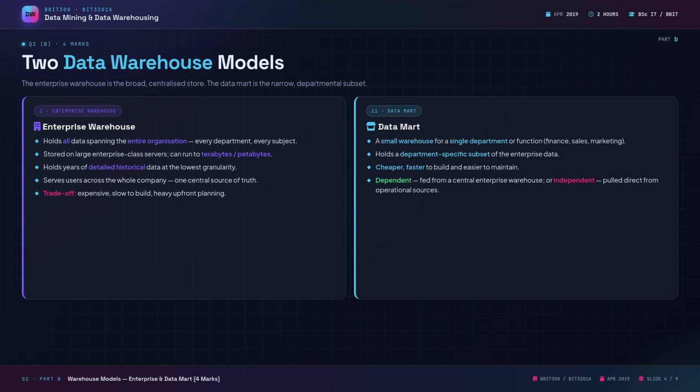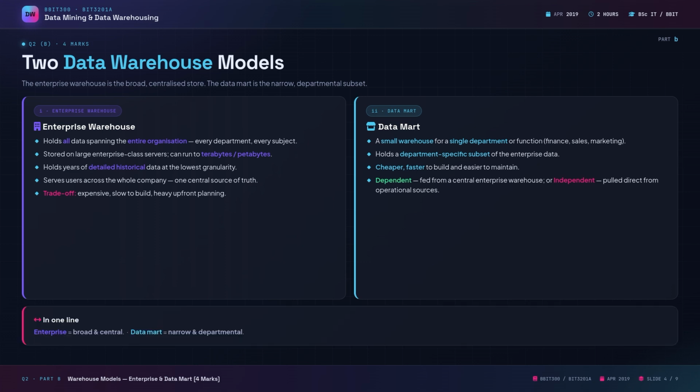It holds years of detailed historical data at the lowest level of granularity, and it serves users across the whole company as one central source of truth. The trade-off is that it's expensive, slow to build, and needs heavy upfront planning. Now the data mart. This is a small warehouse built for a single department or function like finance, sales, or marketing. It holds a department-specific subset of the enterprise data.